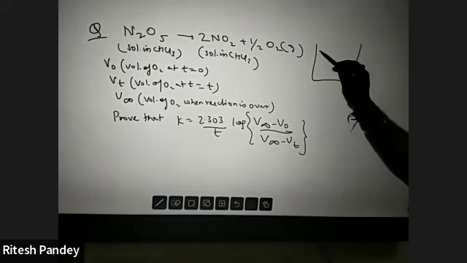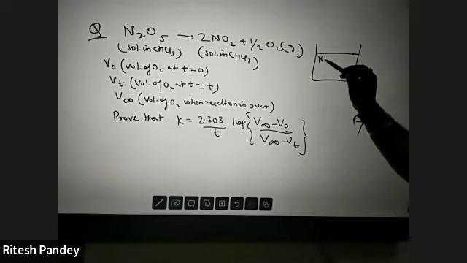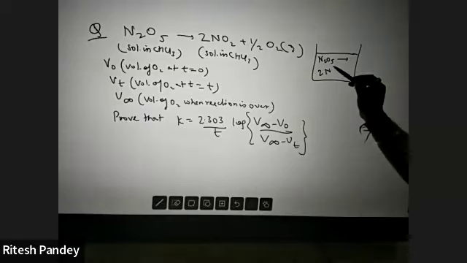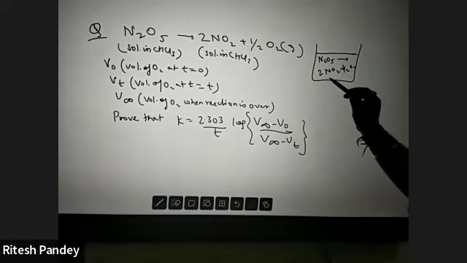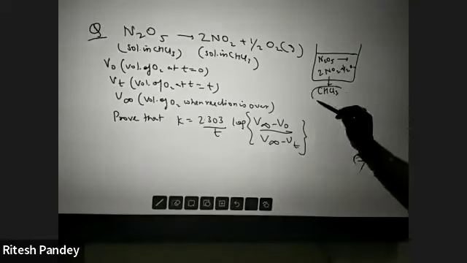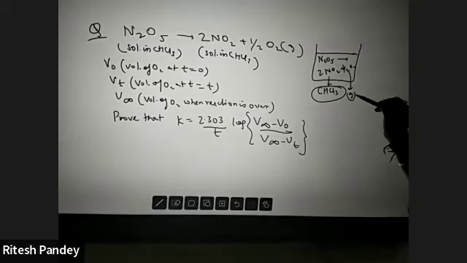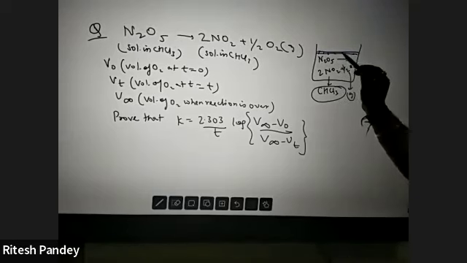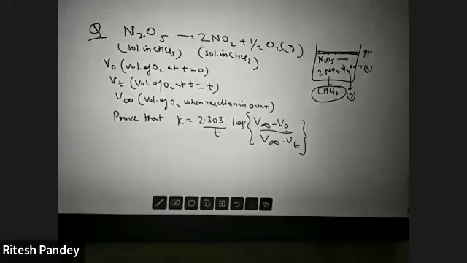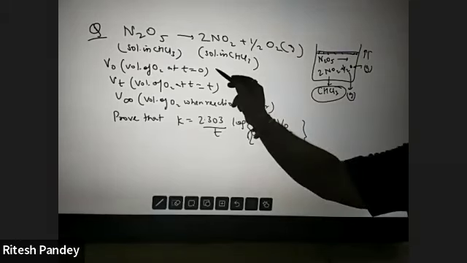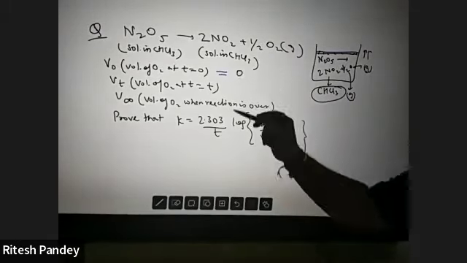It's like a system where this is happening, and N2O5 is breaking into 2NO2 plus half O2. And you know, we have kept CHCl3 here. If you have kept CHCl3 here, it's only the volume of oxygen which is relevant. And naturally, this piston will be moving up. With oxygen gas being produced, the volume would be increasing. Got me? You can obviously believe this to be zero.